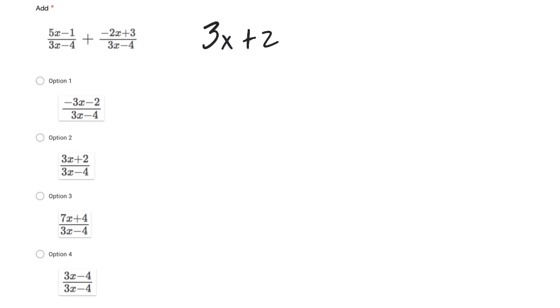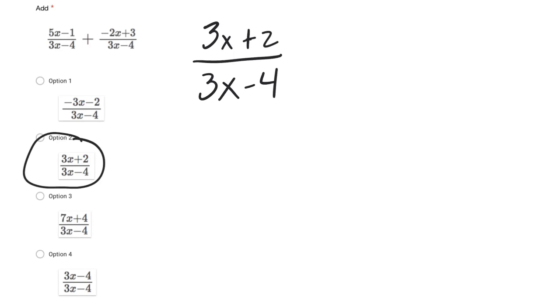We're going to say plus 2, and bring over our denominator of 3x minus 4, and we end up having option 2, which is 3x plus 2 over 3x minus 4.